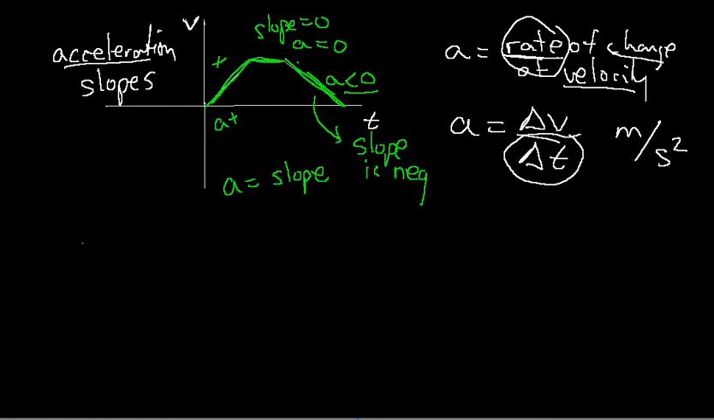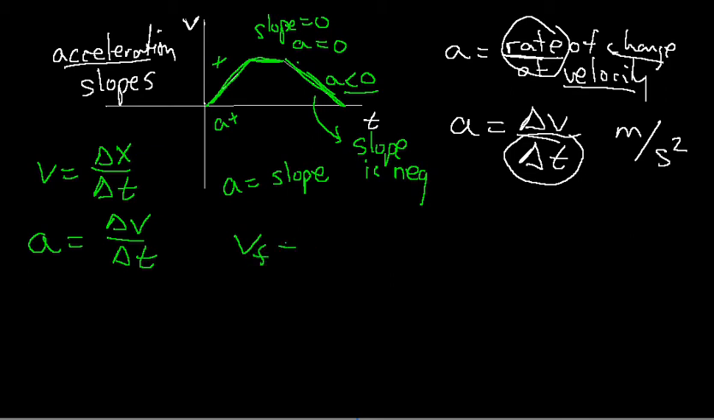Now, from what we've learned about velocity as the change in position over change in time, and then acceleration as the change in velocity over the change in time, we come up with the equations of motion. And the equations of motion are v final is equal to v initial plus acceleration times time, where the final velocity is equal to the initial velocity plus acceleration times time.